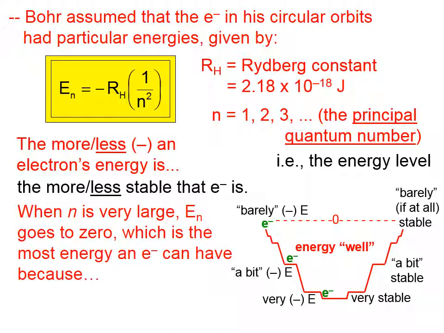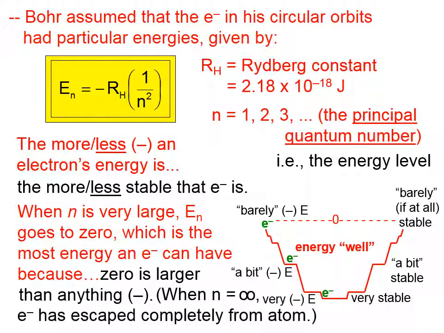So, when n, which is again the energy level, or the principal quantum number, is very large, E sub n goes to 0, which is the most energy an electron can have, because 0 is larger than anything negative. That is, when n equals infinity, the electron has escaped completely from the atom, and with respect to the atom, that electron has no energy.